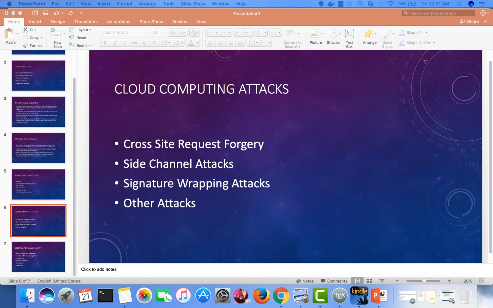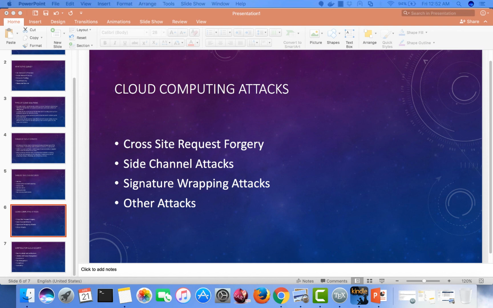So fortunately, side channel attacks are very difficult to execute and have very few cases of actually being successful in the wild. But this is exactly what I was talking about earlier. These side channel attacks are unique to the cloud, so keep that in mind as we're moving through these. Then you have stuff like signature wrapping attacks.